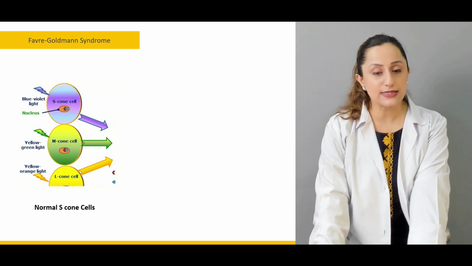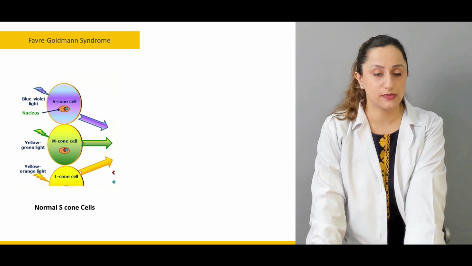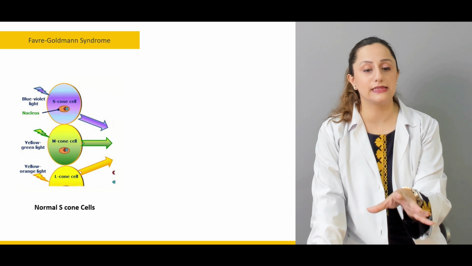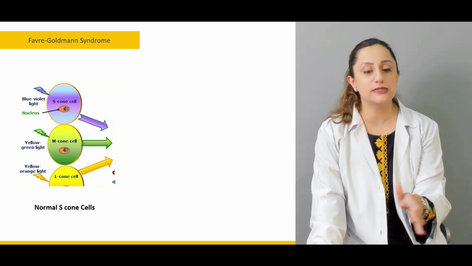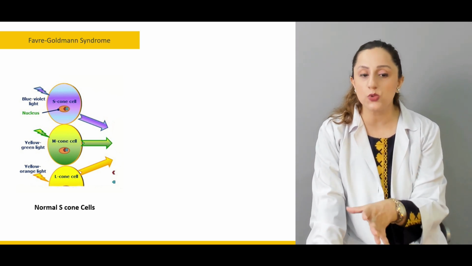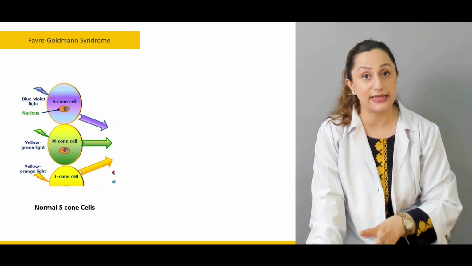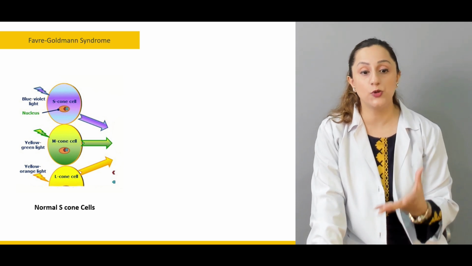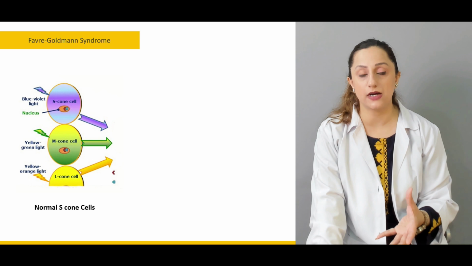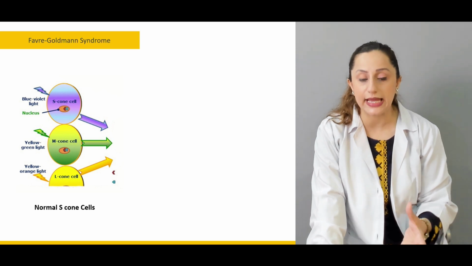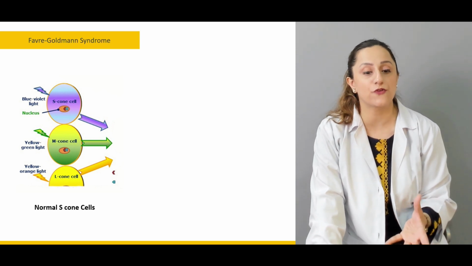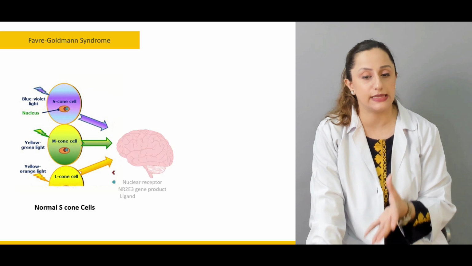The normal S-cone cells are placed like this. We have the M-cone cells, we have the L-cone cells. The S-cone cells are the recipients for the blue-violet light. The M-cone cells are recipients for the yellow-green light, and the L-cone cells are recipients for the yellow-orange light.